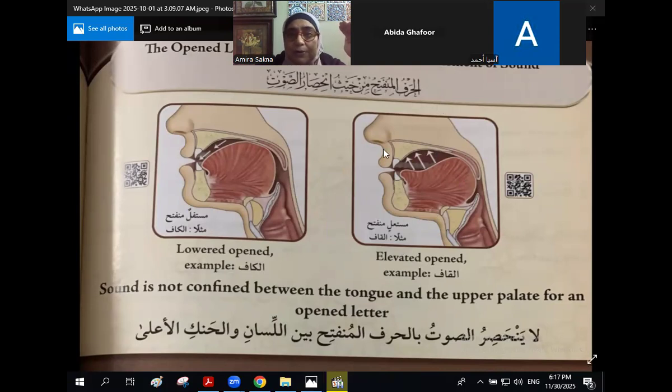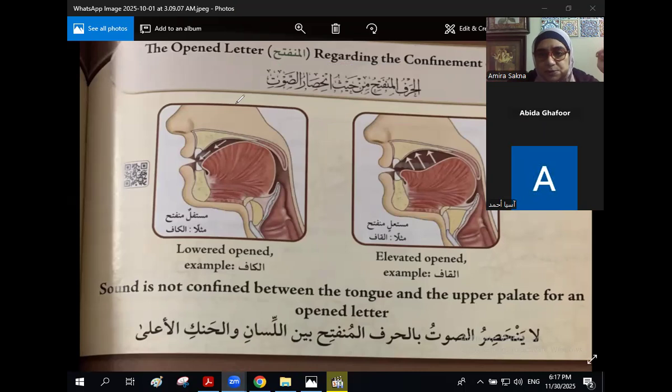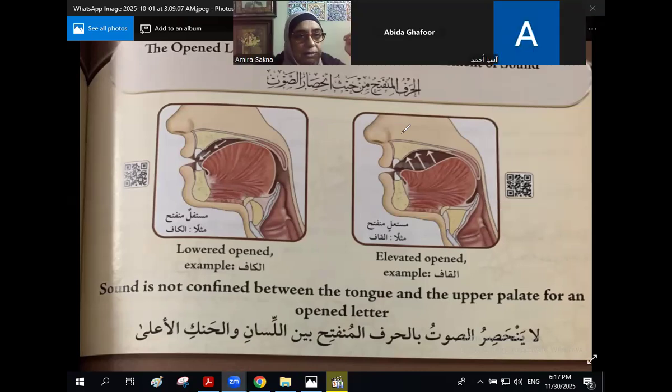Remember we said that we have the خاء and the قاف and the غين. They are elevated, مستعلي, but open, منفتح. مستعلي منفتح. We will take the qaf as an example.